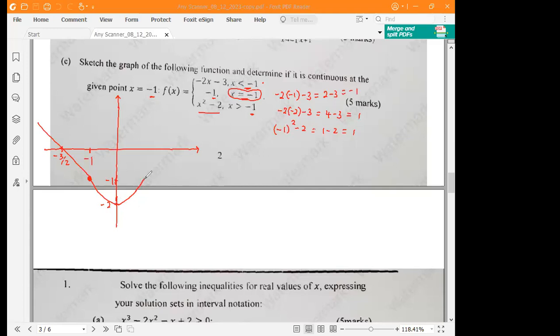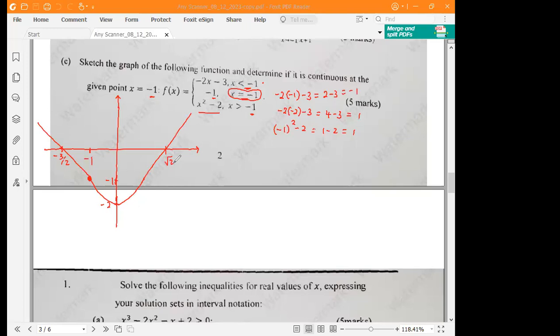This time it's crossing on x. You substitute here, putting x squared minus 2 to 0, and you realize that x is equal to plus or minus root 2. And we only see the positive root here. So this is the graph.